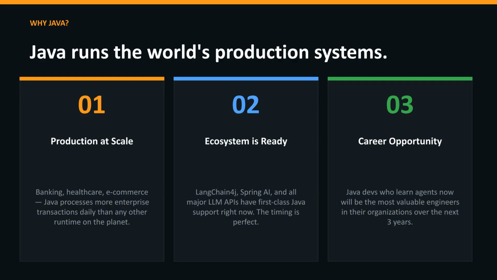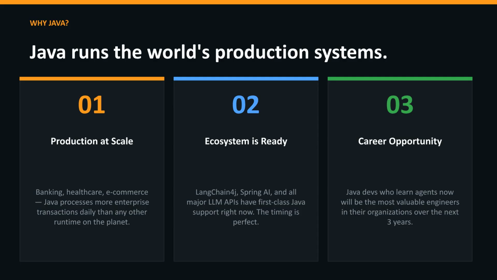Now, you might be thinking, okay, this sounds great, but why Java? Is not Python the language of AI? Yes, Python dominates AI research, but here is the thing. Most production software in the world runs on Java. Banking systems, e-commerce platforms, enterprise applications, healthcare systems. Look at the three cards on screen. First, production at scale. The Java virtual machine processes more business transactions every day than any other runtime on the planet.